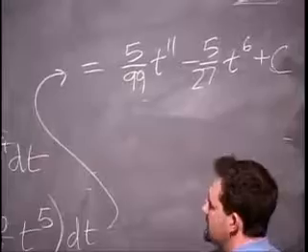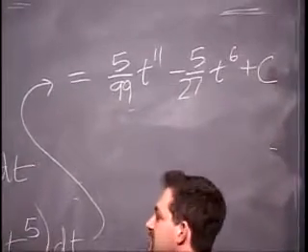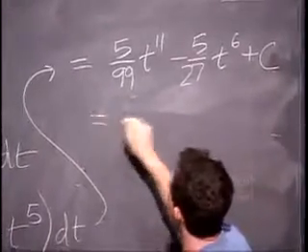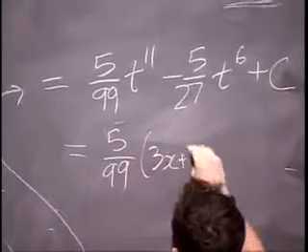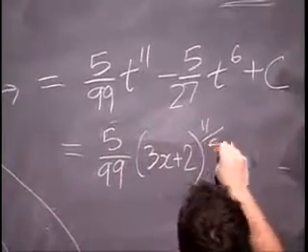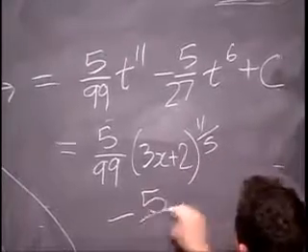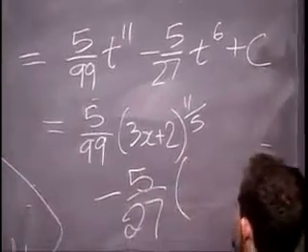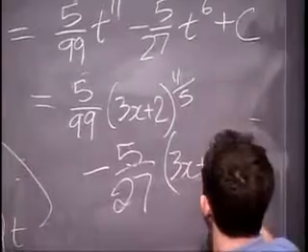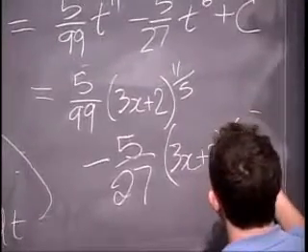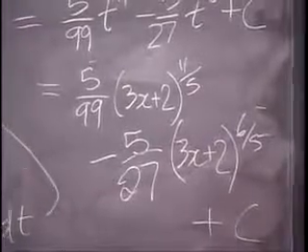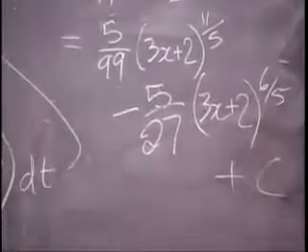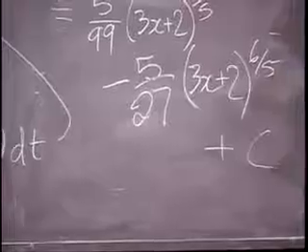And then finally, instead of t, you have to put this, 3x plus 2 to the 1/5 power. And you get this nasty mess. 3x plus 2 to the 11 over 5 minus 5/27 3x plus 2 to the 6 over 5 plus a constant. Again, you could differentiate this. It's not a bad idea to just check it by differentiating. And you should get the actual result.